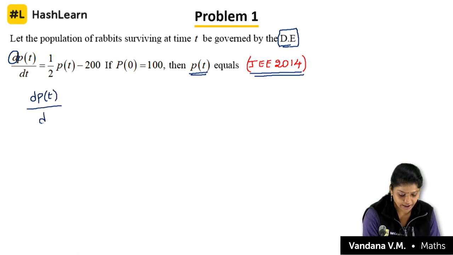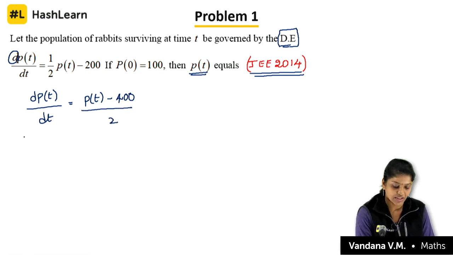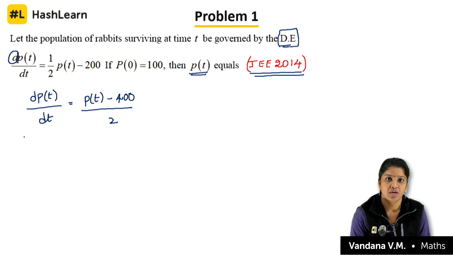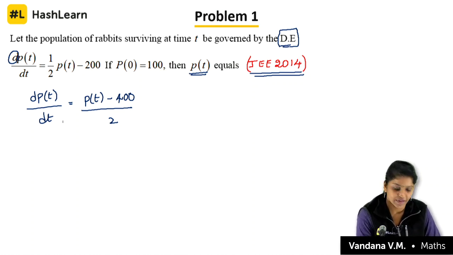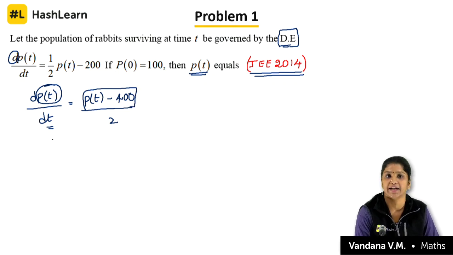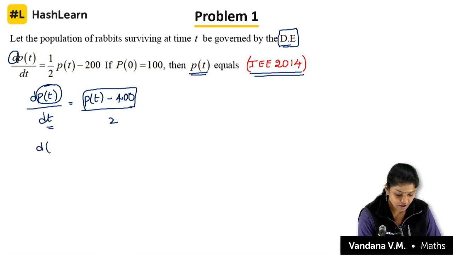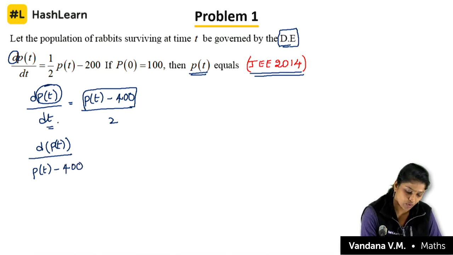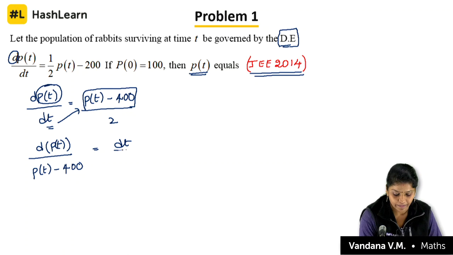dp(t)/dt is equal to, so take out the LCM, (p(t) minus 400) divided by 2. Bring it to one side. Is there any possibility to bring all the variables to one side? What variables are there? The first variable is p(t), the second variable is t. Yes, I can bring p(t) to one side and t to the other side, that is dp(t) by p(t) minus 400. I brought this side. Now cross multiply dt by 2.